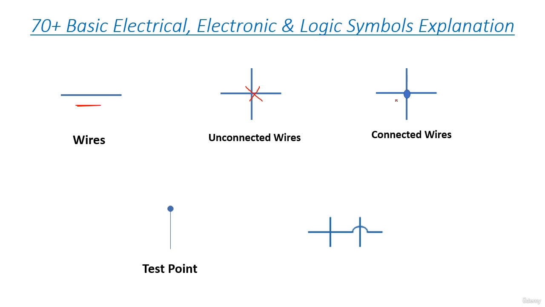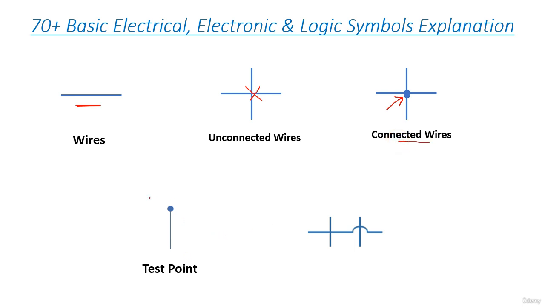But this is a connected wire. Why? Because we have a circle in the middle of these two lines. This circle means there is a connection, okay, between this wire and this. But for this, no. Okay, so this is an unconnected wire and this is a connected wire.